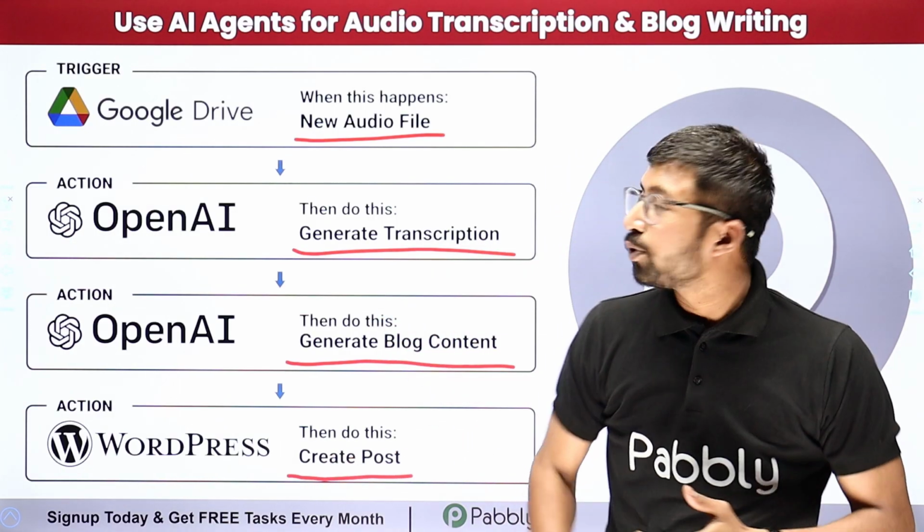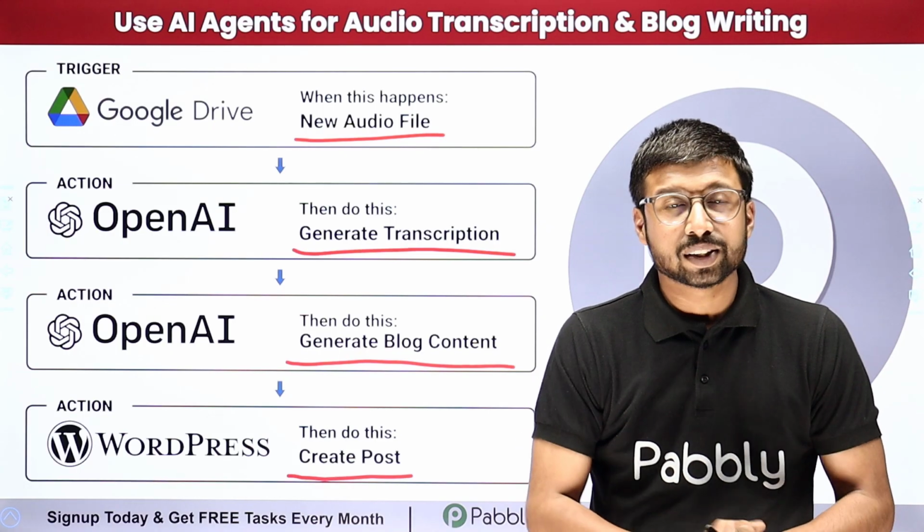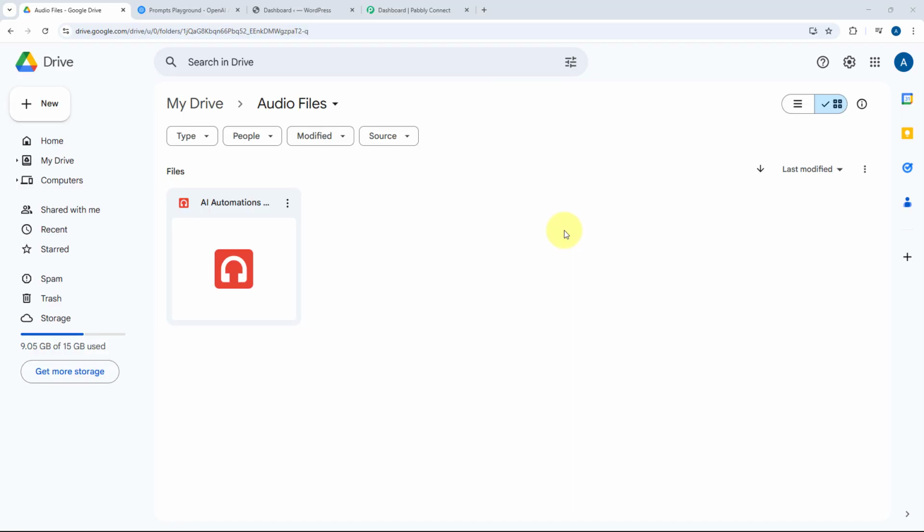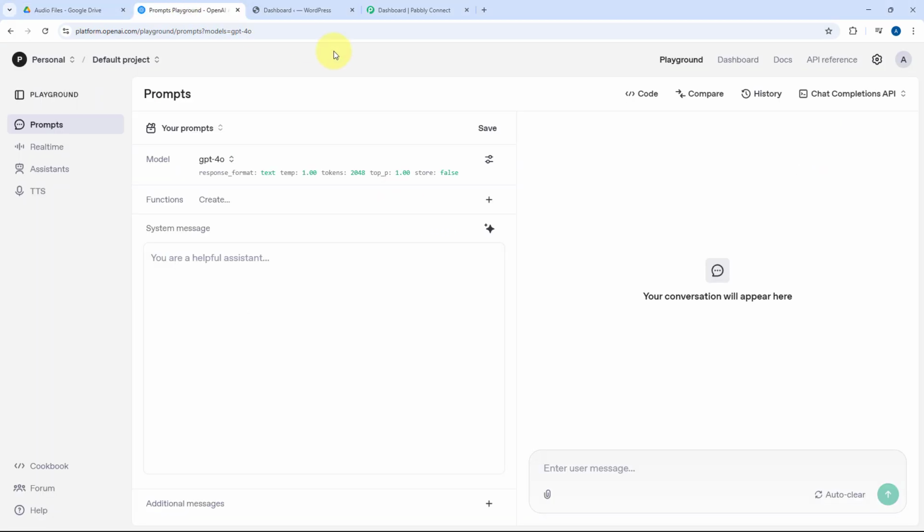Now, if you want to know how you can build this AI agent all by yourself, for that, you just have to come with me to my screen. So here you can see that we are on my Google Drive folder where we are adding the audio files. Now, in this video, we are going to build an AI agent using which whenever we are going to add the audio file in this Google Drive folder, the same audio file will be sent to OpenAI. Using OpenAI, we are going to transcribe the audio file and get the text of that audio file content.